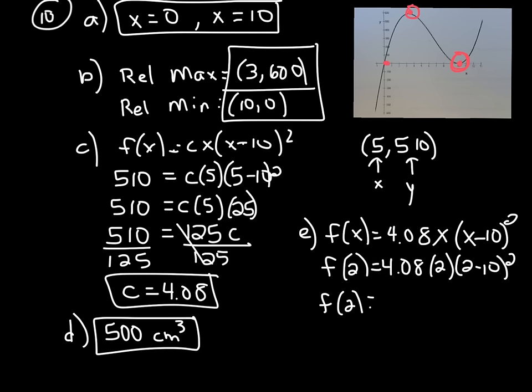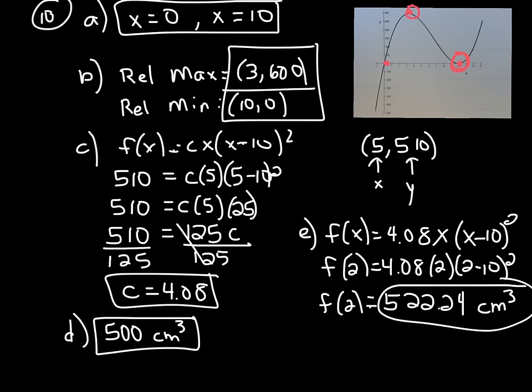I wouldn't do it in steps, because the more steps you take, the more room there is to make mistakes, and remember, the more mistakes you make, the more points you get off on a test. So you want to try to do it in fewer steps. So when you plug all that into your calculator, you wind up getting 522.24 centimeters cubed. All right, and then it says, how does this value compare to the value you obtained in part D?